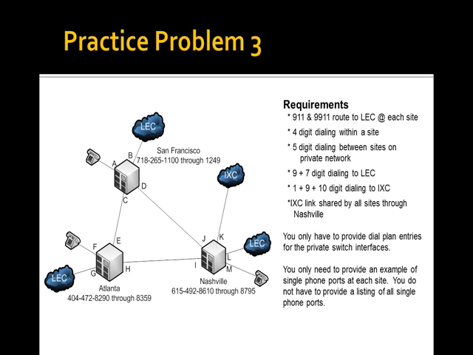Same idea, just a different looking network. I've got 3 sites: San Francisco, Nashville, and Atlanta. In this case I have assigned DID numbers, which is direct inward dialing. In other words, these are public numbers, routable on the public switched telephone network, to each of those sites. San Francisco has area code 718-265-1100 through 1249. Atlanta, 404-472-8290 through 8359. Nashville, you can see that one.